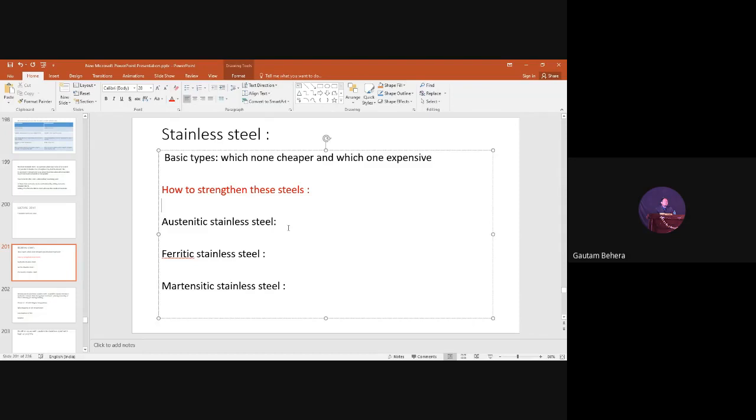18-8 stainless steel means 18% chromium and 8% nickel. The nickel is there because nickel is an austenite stabilizer, right? And austenite is FCC, right? So that's why nickel is there.